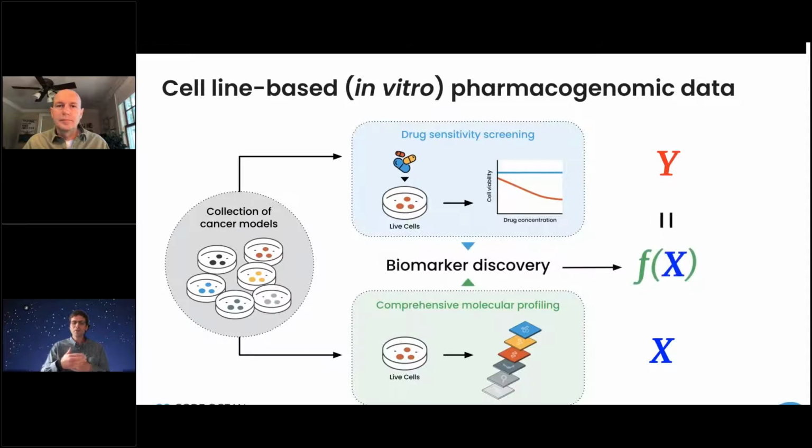And the biomarker discovery process is really combining those two complex data sets to find a function that, based on the omics data, would help you predict whether a certain tumor, a certain cancer would respond to therapy. So that function f of x is really what makes a biomarker. It could be very simple, a single feature or linear combination of features, or it could be as complex as a deep neural network, for instance.